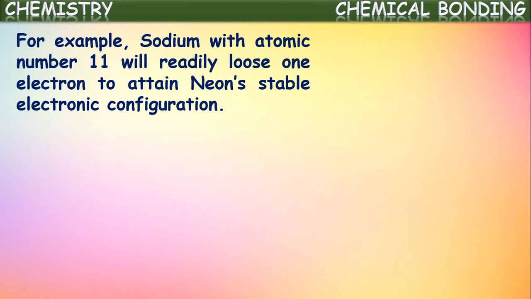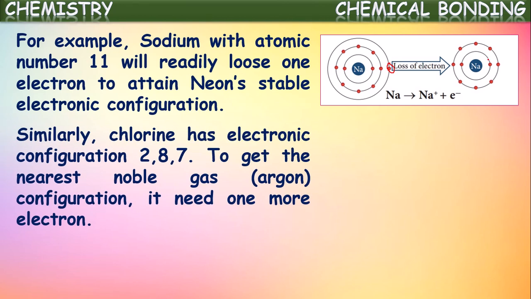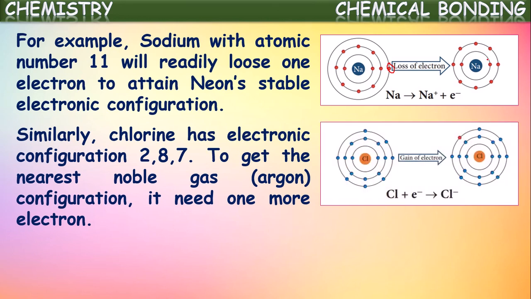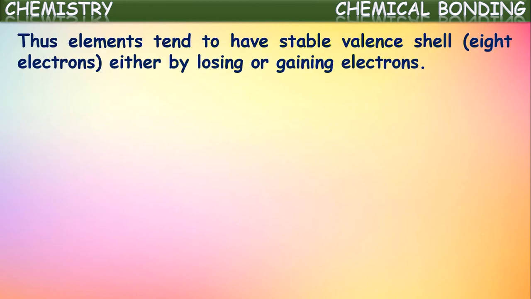For example, sodium with atomic number 11 will readily lose one electron to attain neon's stable electron configuration, isn't it? It has only one electron in its outermost shell, so by losing that it will get the neon configuration. Similarly, chlorine has electron configuration 2, 8, 7. So to get the nearest noble gas configuration, it gains one electron, so that it gets the argon configuration. So chlorine readily gains one electron from another atom and obtains a stable electronic configuration. Thus elements tend to have a stable valence shell either by losing or by gaining electrons.